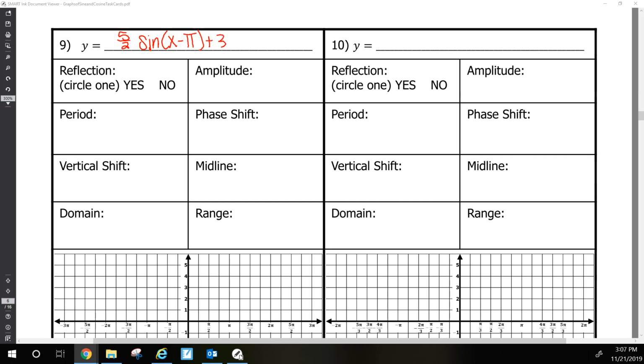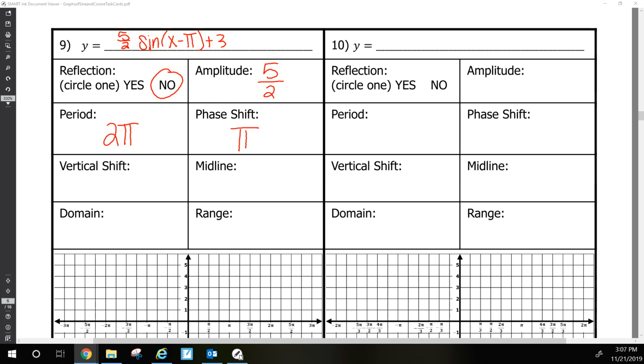I don't have a negative sign up front, so no reflection. My amplitude is this number here, so 5 halves. That means we're going to go above the midline 5 halves and below the midline 5 halves. I do not have a period changer because there's nothing in front of x, so my period is 2 pi, which is our normal period for sine. Our phase shift, though, is going to be the opposite of this, which is positive pi. So we're going to shift to the right pi.